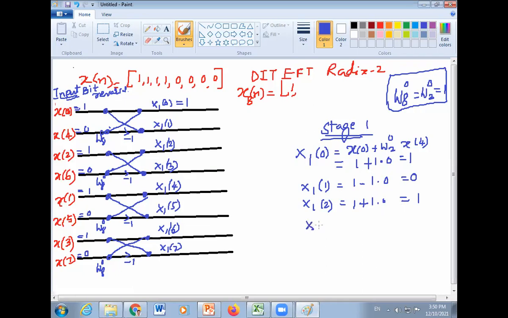And x1 of 3, just calculate the values: x1 of 3, x1 of 4, x1 of 5, x1 of 6 and x1 of 7. Tell me the answer. Sir, x1 of 1 will be 1, right? Okay, 1 minus, okay, this is 1. Okay, madam, sorry. So this will be 1.